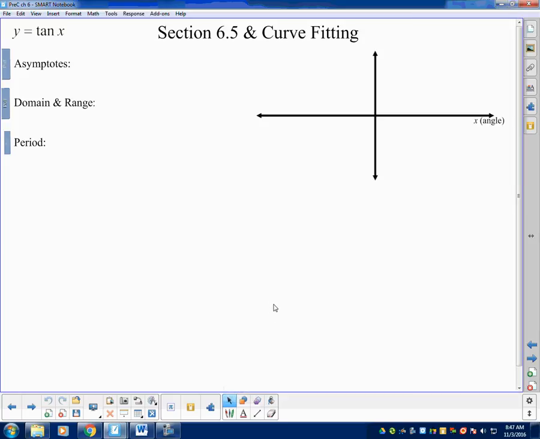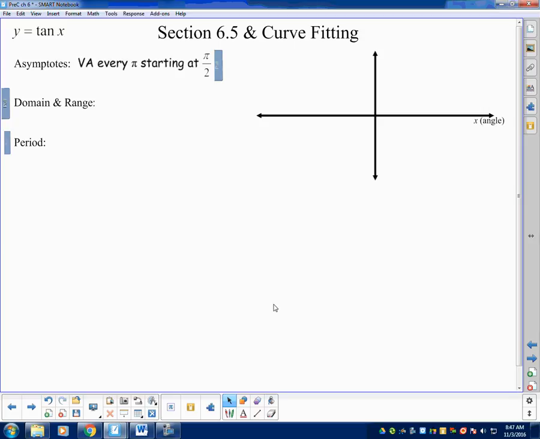Just looking at 6.5, so have your calculators handy too. I'll show you how to do this on the calculator. But the other four trig functions. So y equals tangent of x. Y equals tangent of x has a vertical asymptote every pi, starting at pi over 2. So I'll show you what I mean by that.